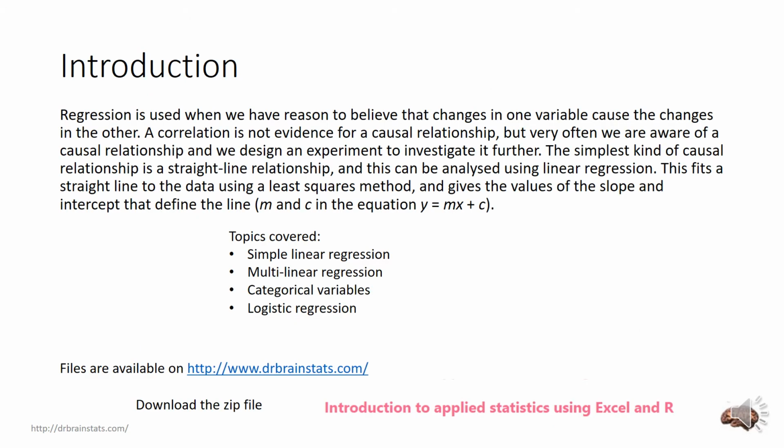So what is regression? Regression is used when we have reason to believe that changes in one variable cause changes in another. The simplest kind of causal relationship is a straight line relationship, and this can be analysed using linear regression. This fits a straight line to the data using the least squares method. It gives the values of a slope and intercept that define the line when we use the equation y equals mx plus c. The data used for this presentation is available at www.drbrainstats.com, and this presentation complements the book.